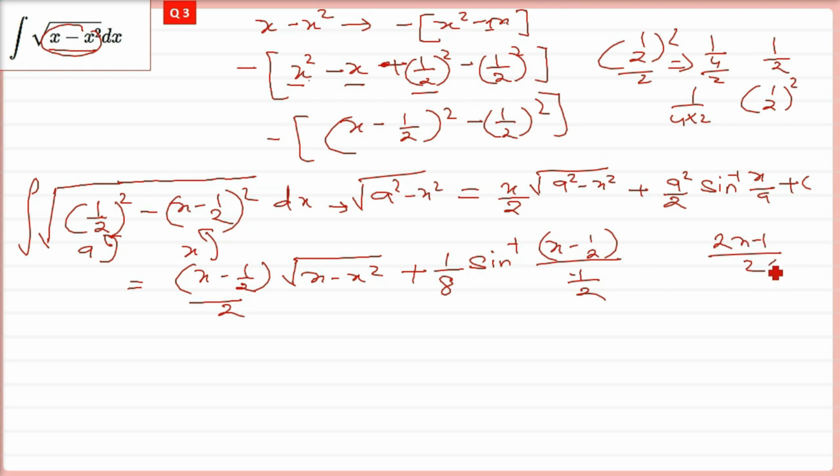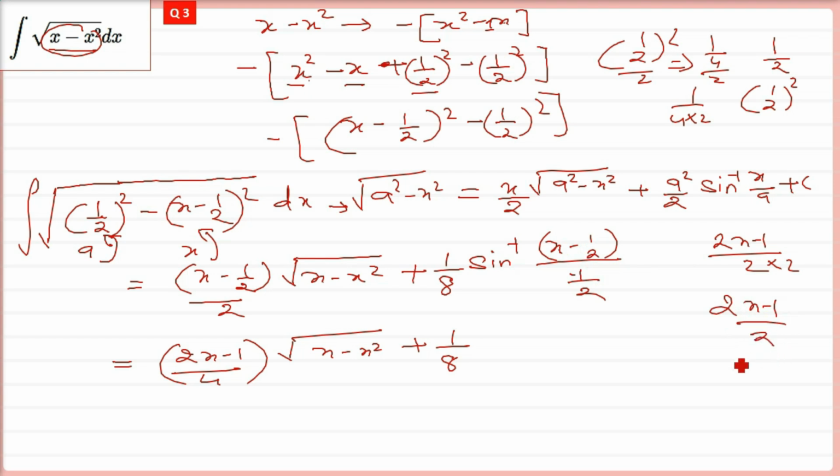2 is already there in the denominator, so it will be (2x minus 1) divided by 4. So (2x minus 1) divided by 4 has come, under root x minus x square, plus 1 by 8. Again this is (2x minus 1) divided by 2. You have a half in the denominator also. 2 gets cancelled. You have sine inverse (2x minus 1) plus constant of integration. This is your final result.